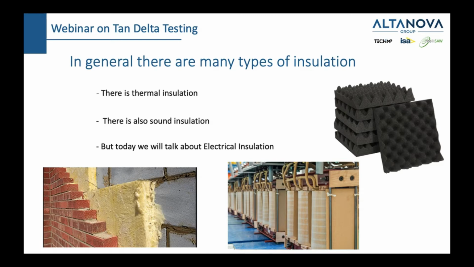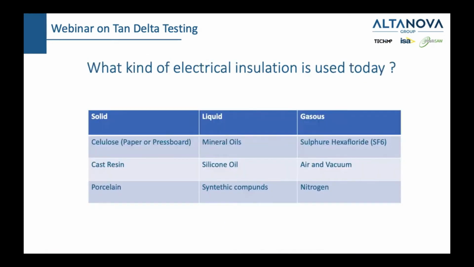Of course, as I said, it can be applied to many other assets, but due to the fact that transformers are a very good example when talking about tan delta, we will be focusing on transformers, and in that we will be focusing on power transformers. Today, when we talk about insulation, we have a few types of insulation. We have solid insulation, liquid insulation, and gaseous insulation.